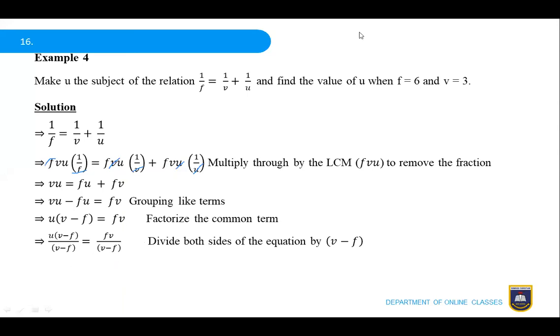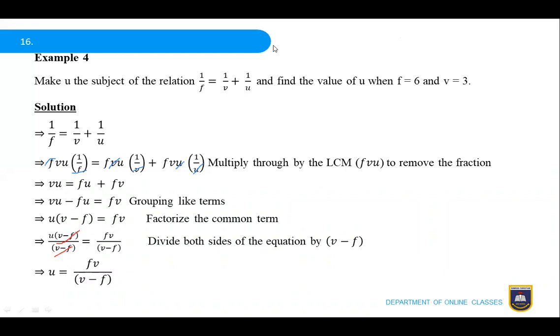If you simplify, we can simplify here by cancellation, then your v minus f will cancel v minus f. So your u is now standing alone, so that your final answer is going to be u equal to fv over the expression v minus f.